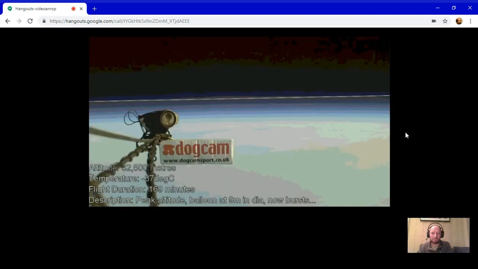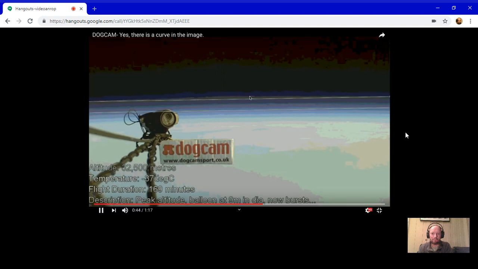Yeah, what's it called? Dog cam, yes, there is curve. It changed. The only thing it does is change the levels in the image. And there's the curve. Those lines are not straight. And what's the difference between here and here and here? That's the curve.